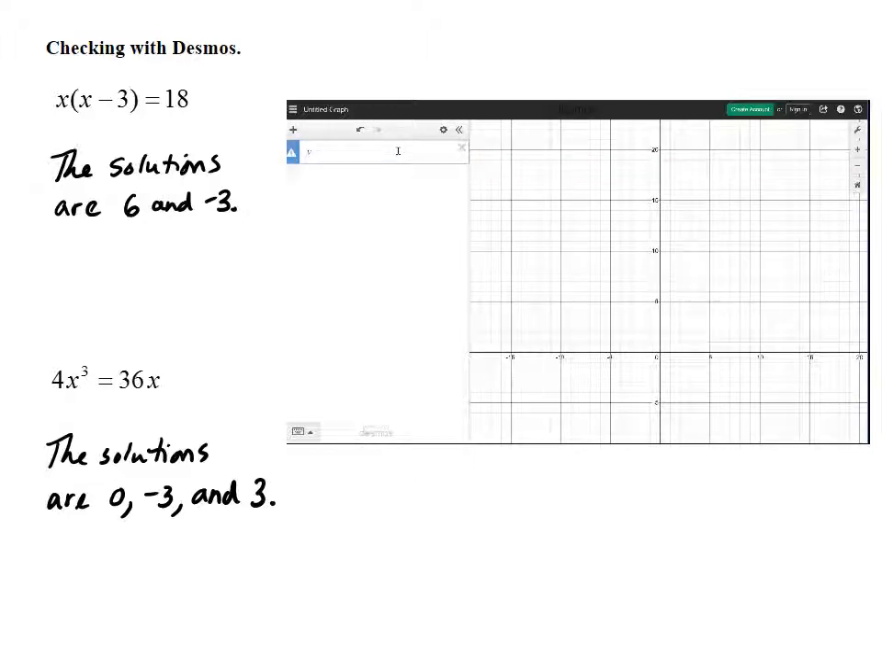The left side of that equation was y equals 4x cubed. So there's my first left side, and then y equals 36x on the right. Now, what I have is a really stretched out graph, and technically I can only see one of the intersections right now. I have an intersection at (0, 0). That does match one of my solutions, which was x equals 0, but it's hard to see everything here in the way the window is set up.